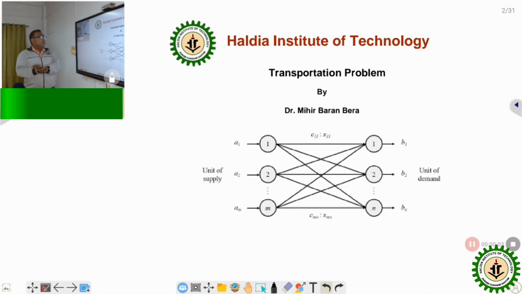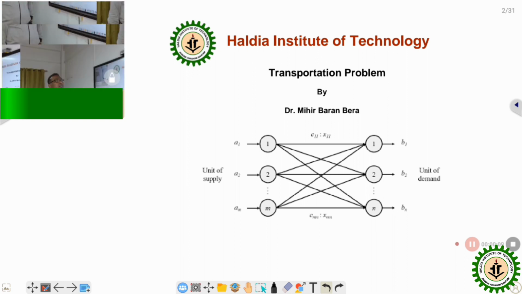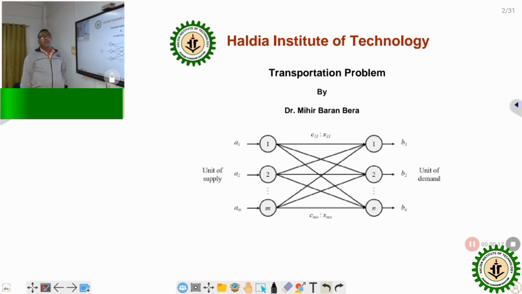Okay, students, today we are going to discuss a very important chapter of operation research, which is basically the transportation problem. You know that in our real world, everything is dependent on transportation. So the transportation problem plays a vital role in optimization theory. Optimization means if there is some profit, we will try to maximize it. If there is some loss, we will try to minimize it. That is the basic optimization procedure.